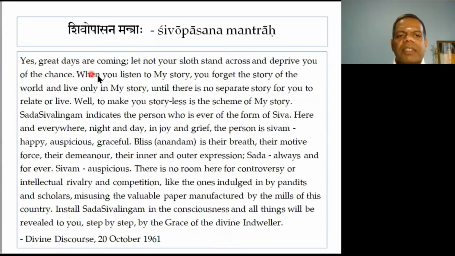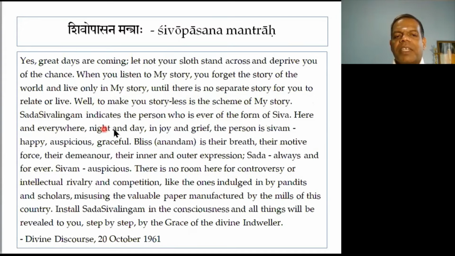Yes, great days are coming. Let not your sloth stand across and deprive you of the chance. When you listen to my story, you forget the story of the world and live only in my story until there is no separate story for you to relate or live. So, knowledge of everything, Sarva Vidya, has to be pointed to that one Vidya. Well, to make you storyless is the scheme of my story.